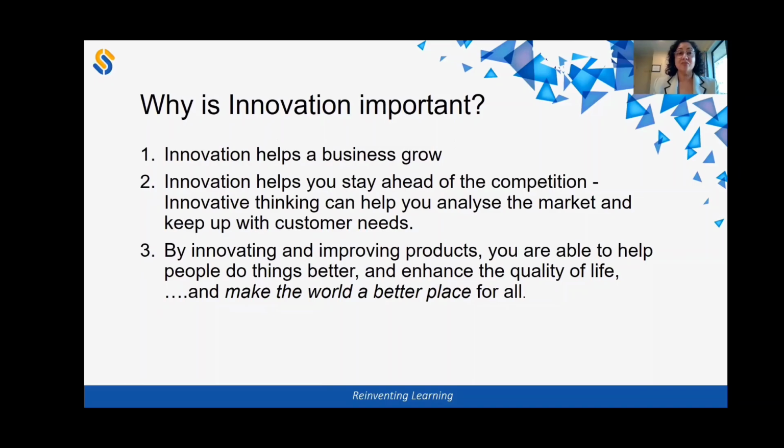So why is innovation important? It's extremely important because it helps businesses grow, because you're coming up with new products that keep them competitive in the marketplace. It helps you because you stay ahead of the competition, and you help the company grow, and you learn how to analyze the market and keep up with customer needs. And by innovating and improving products, you're also helping people do things better, do their jobs better, and enhance their quality of life and make the world a better place.